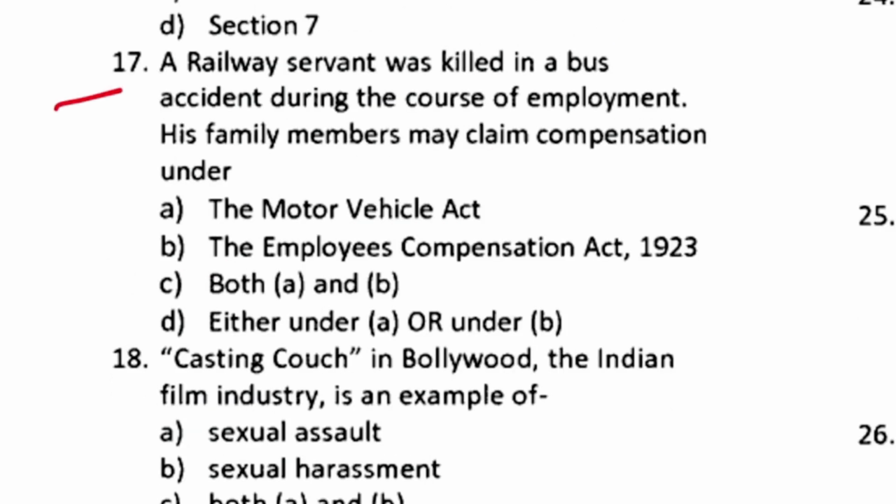Next, 17. A railway servant was killed in a bus accident during the course of employment. His family member may claim compensation under Motor Vehicle Act or Employee Compensation Act. So either Motor Vehicle Act or this one. They have option D is the answer.